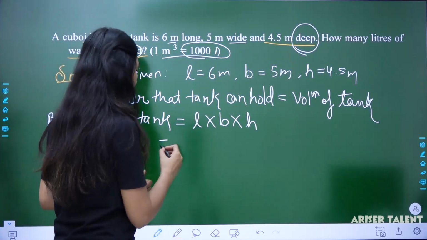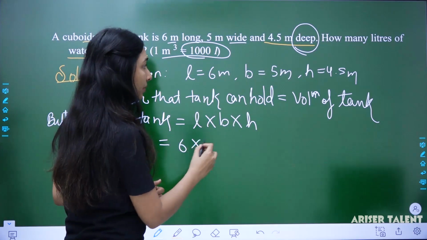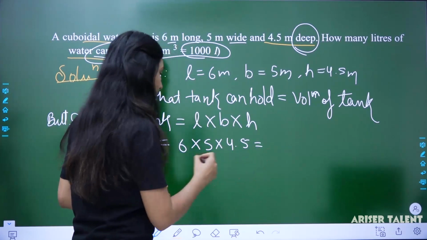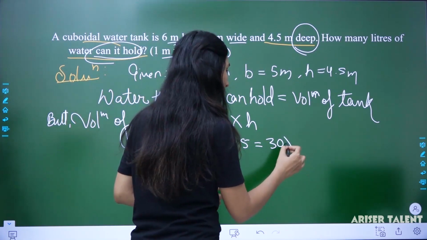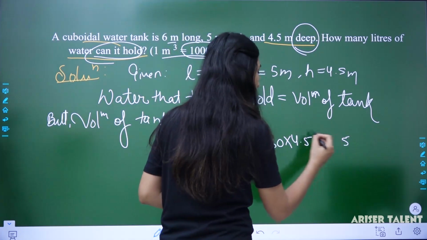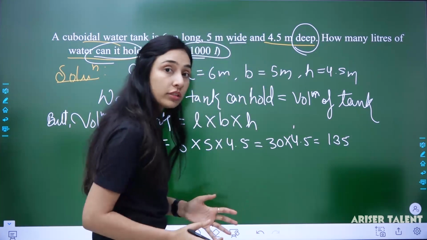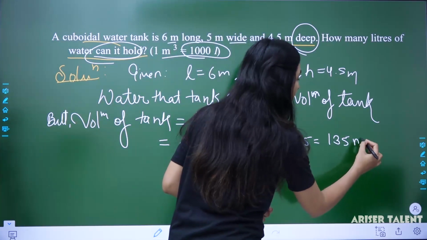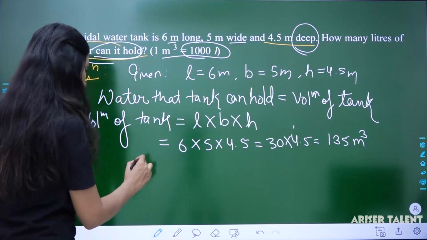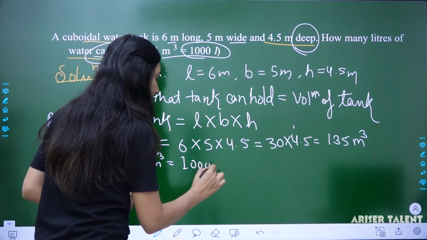Okay, so putting the values, L will be 6 multiplied by 5 multiplied by 4.5, that is equal to 30 here, multiplied by 4.5, and then we will calculate it. 5 is 15, 1, 12, 13. So 135 of what? 135 meter cubes. Now 1 meter cube is equal to 1000 liters.